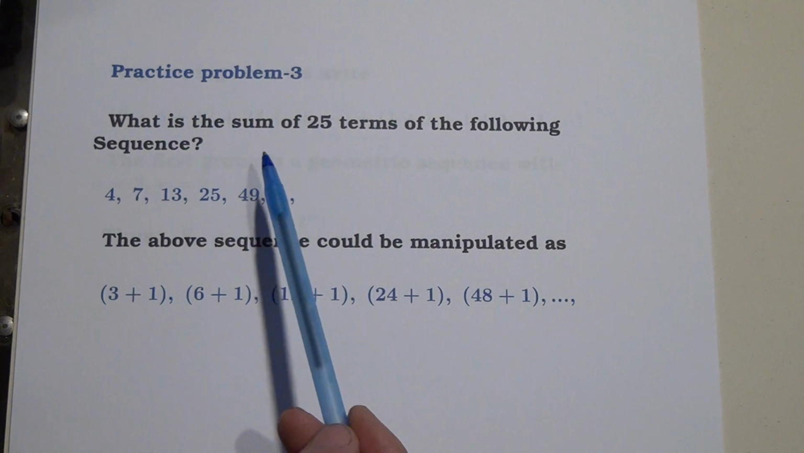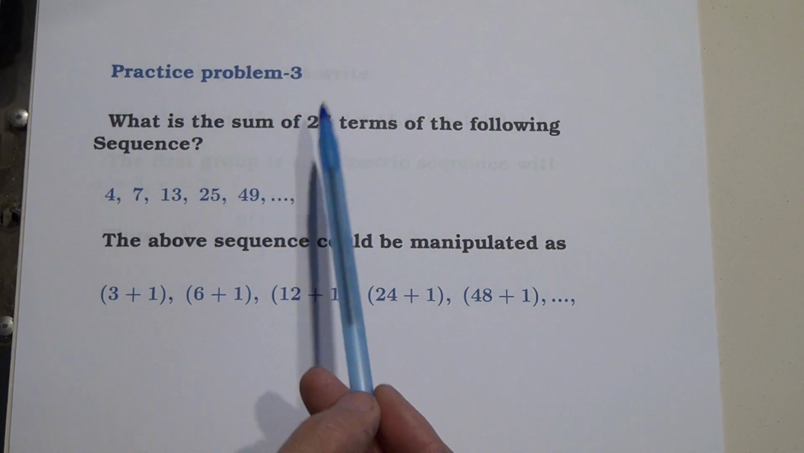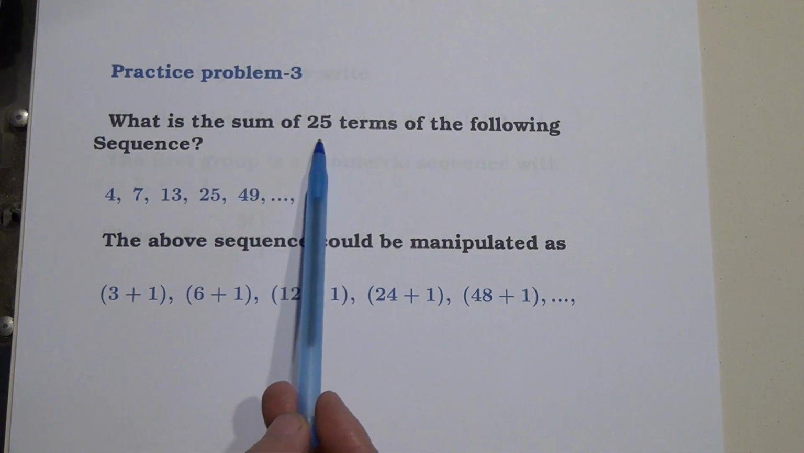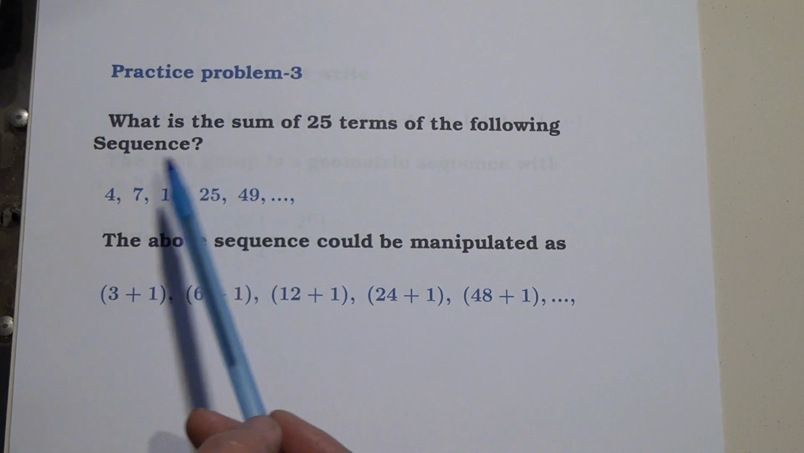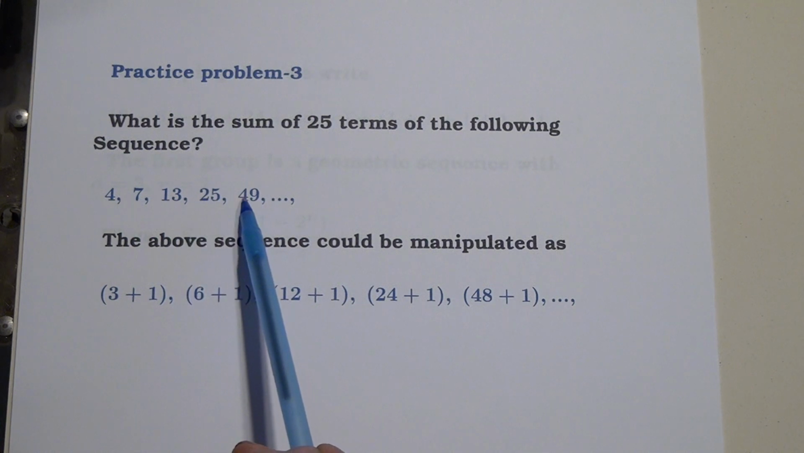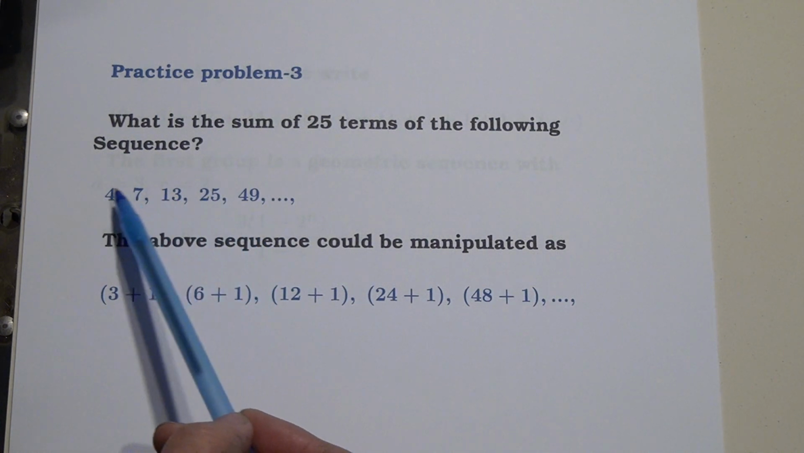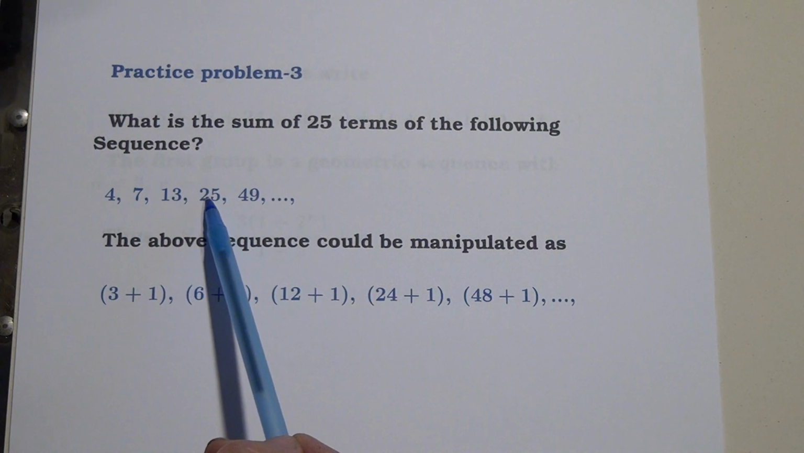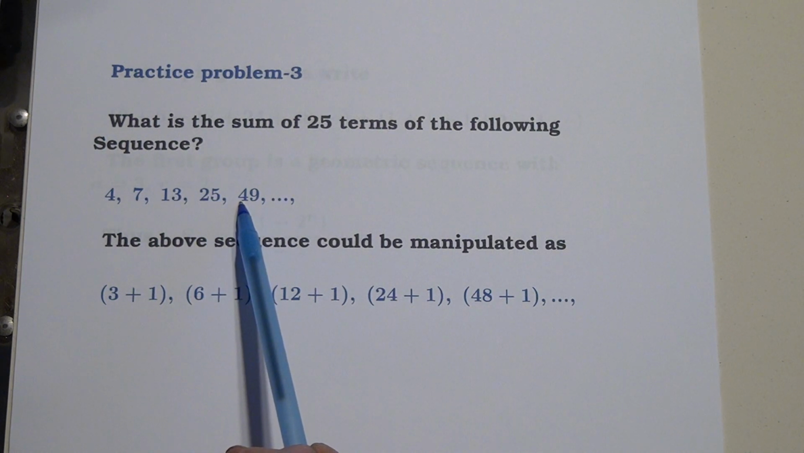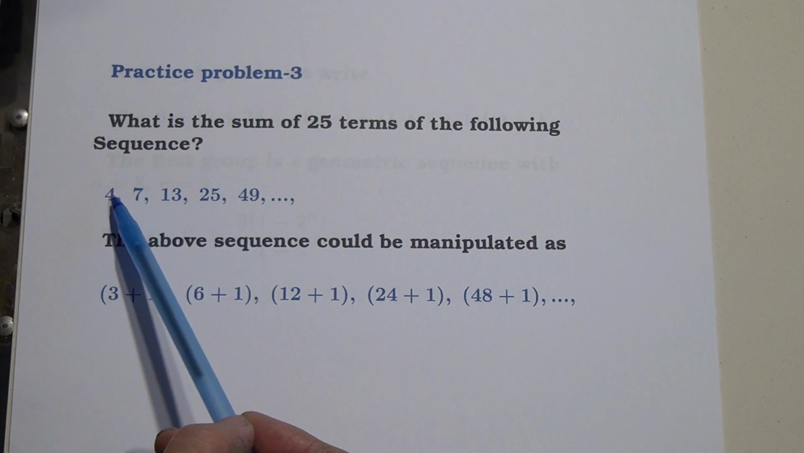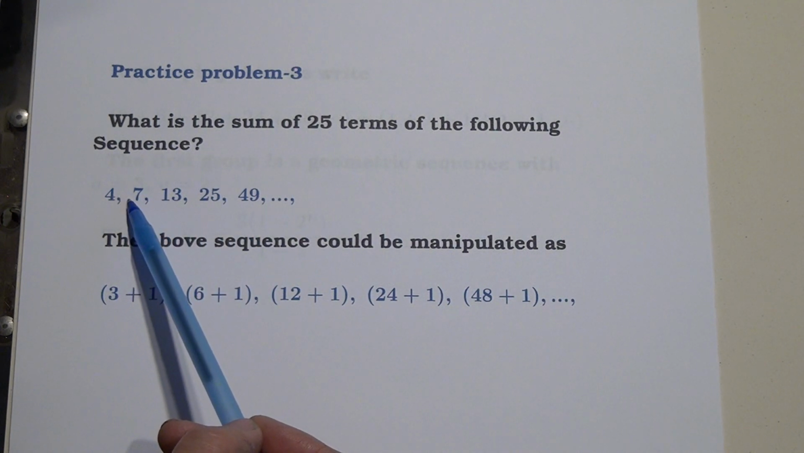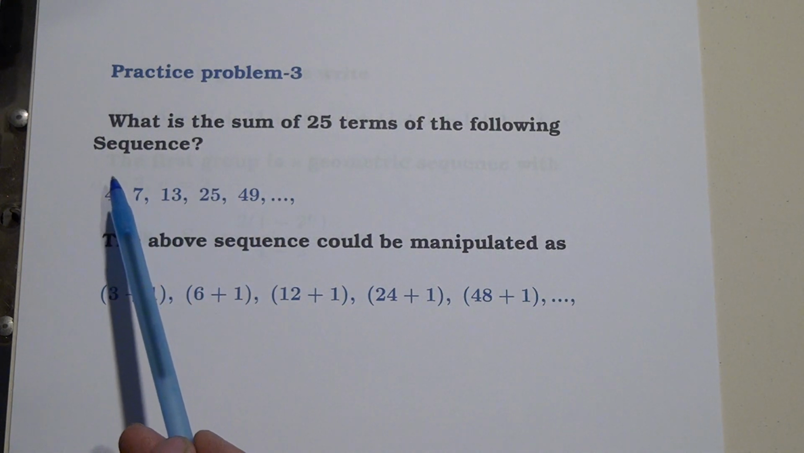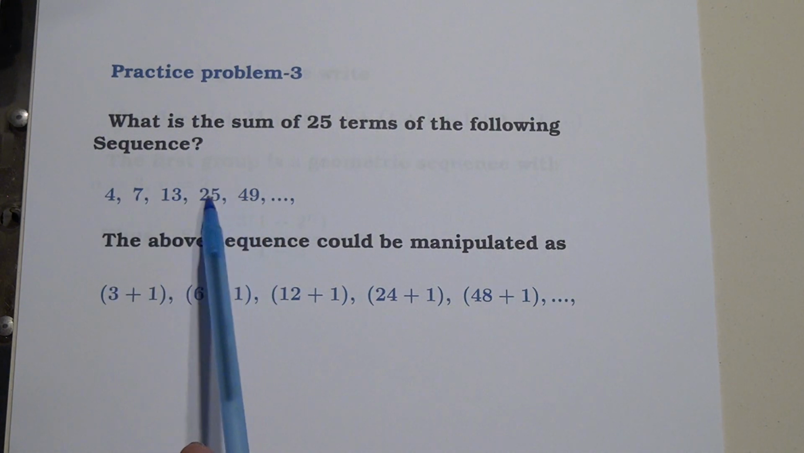Okay, now go over practice problem 3. What is the sum of 25 terms of the following sequence? 25 terms, okay, remember here. 4, 7, 13, 25, 49. Okay, when we look at over here, it doesn't increase by a very big value. So maybe the multiplier or ratio will be a relatively small value. So we just try what kind of numbers we'll make.